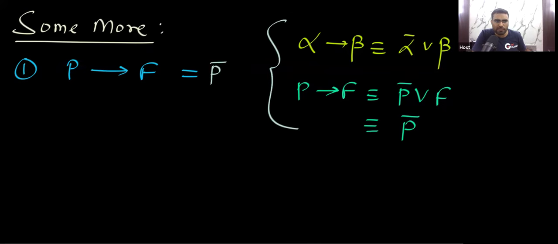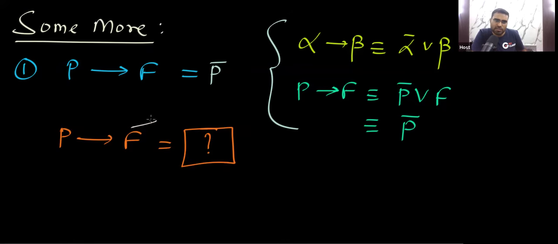Let me tell you another method. See, like this also you can think. P implies false. In this box, what should I write? Remember this false is fixed, right? This is false.